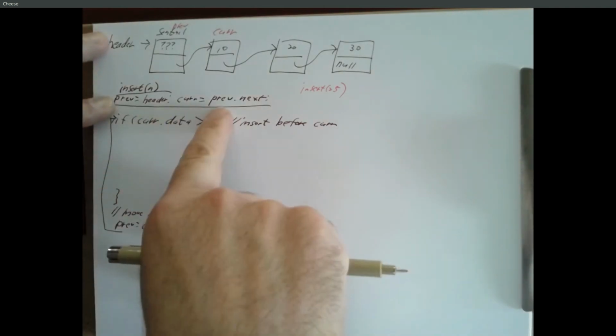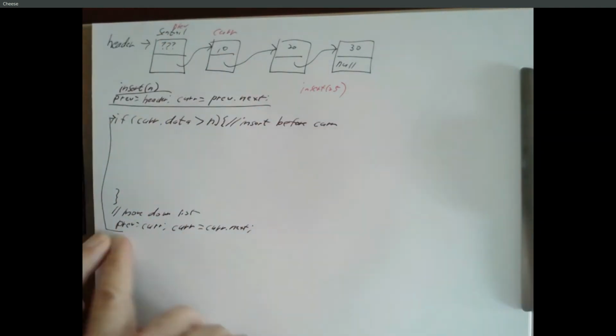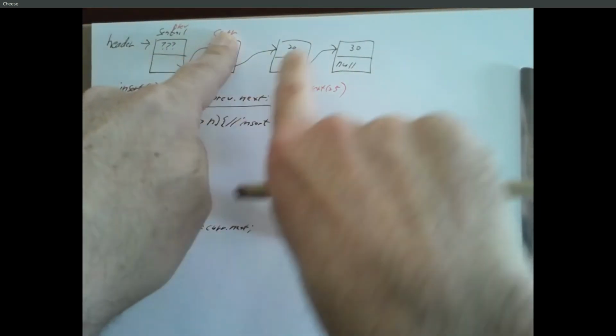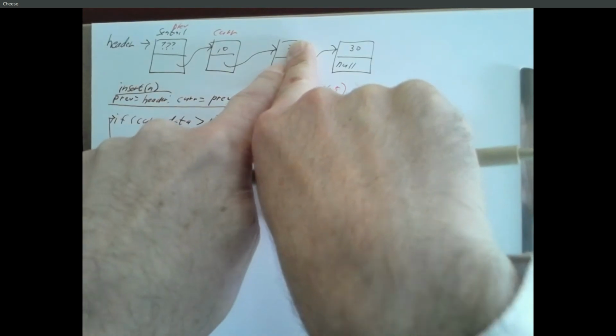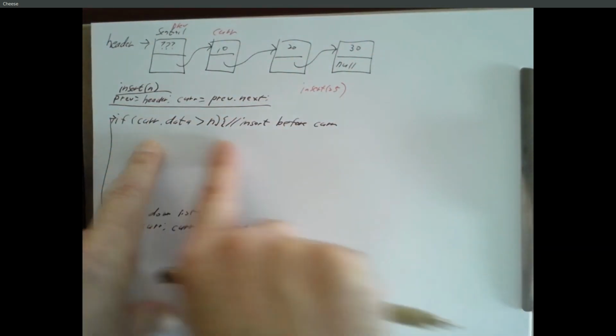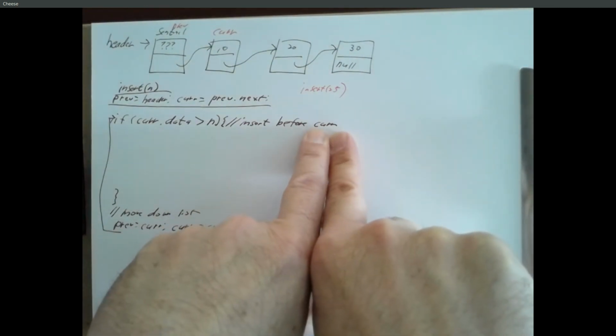So this is initializing previous and current. This down here at the bottom of the loop is saying let's move down the list one spot, set previous here, set current to the next node. Set previous here, set current to the next node. And this if statement fires when we're at a point where we want to insert before the current node.